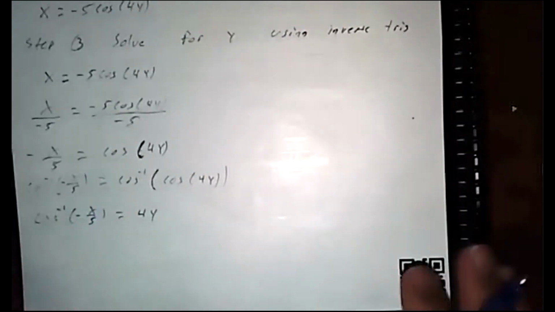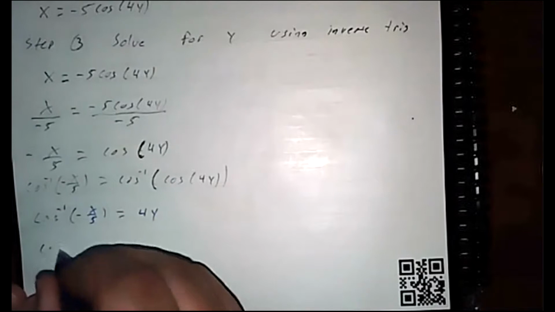Cosine inverse of negative x over 5 is equal to 4y. So you'll solve for y, right? You'll have to divide both sides by 4. So then you'll end up with, put it over here. I think I'll just go to another page. It's just starting to look stupid.